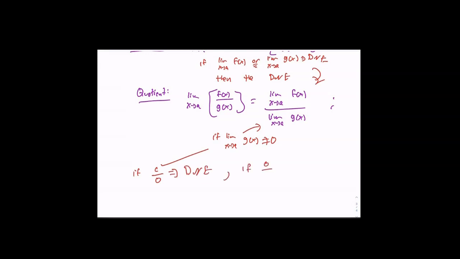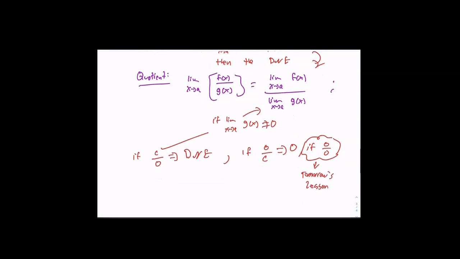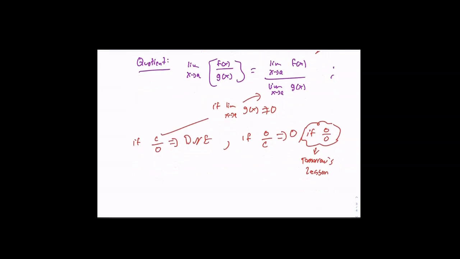If you get 0 over a constant, then mathematically 0 divided by anything that's not 0 is 0. And if you get 0 over 0, this is in tomorrow's lesson. So we'll talk about what happens when you get 0 over 0. But a nonzero constant divided by 0 does not exist.